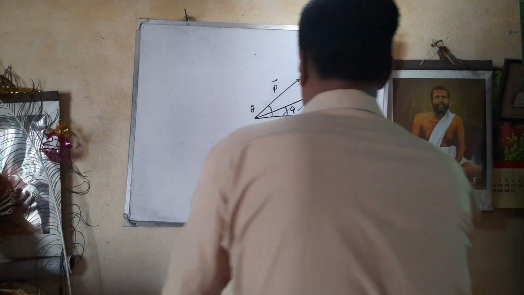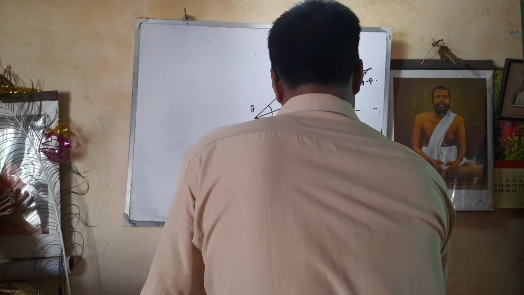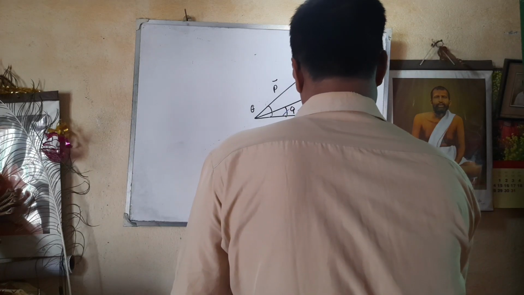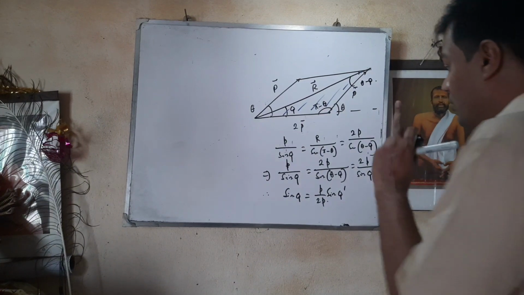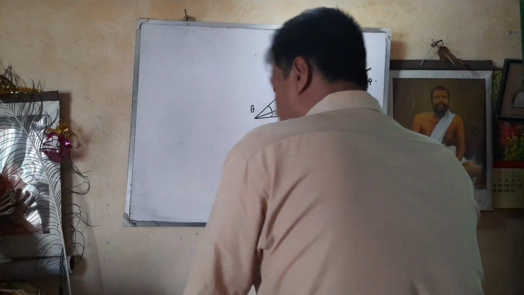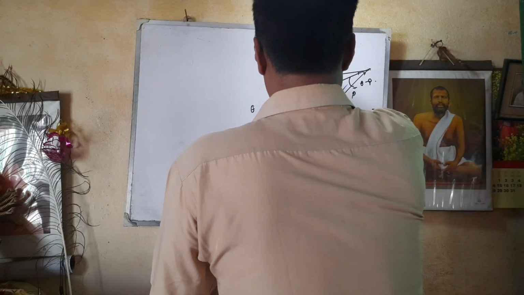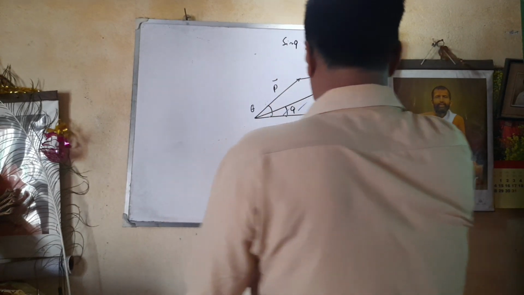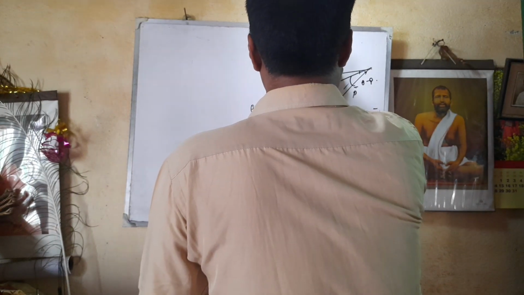Therefore, sine phi equals P by 2P into sine phi dash. Okay. Now, for all possible values of phi dash, sine phi dash will be less than or equal to 1. Therefore, sine phi must be less than or equal to half into 1, because this is simply half. Or phi must be less than or equal to pi by 6.